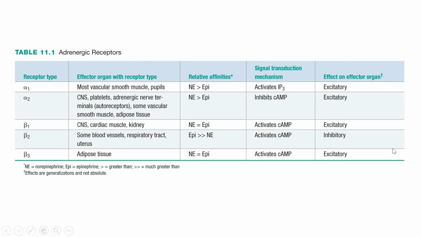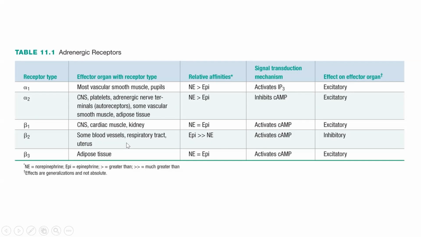And what I really want to stress by looking at this table is that the effect on the second messenger is not the same as the effect on the effector tissue or the effector organ. And so what we can see is that alpha-1 found on most of our vascular smooth muscle, so the smooth muscle that lines our blood vessels, it has a greater affinity for norepinephrine. It activates its second messenger. So it's going to produce more of its second messenger, but that is going to be an excitatory response on the tissues. And we can compare that to beta 2.